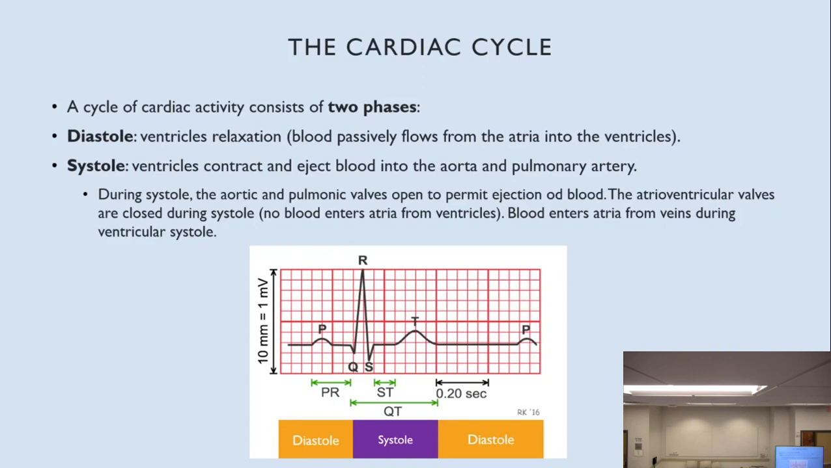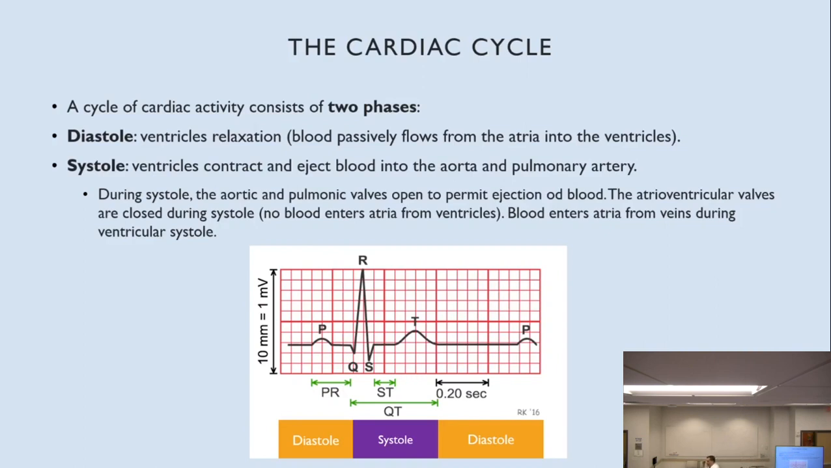Now, once the AV node releases the impulse into the bundle branches, right and left, we are going to be seeing Q, R, S. Three different waves that appear together forming a complex that we call the QRS complex.